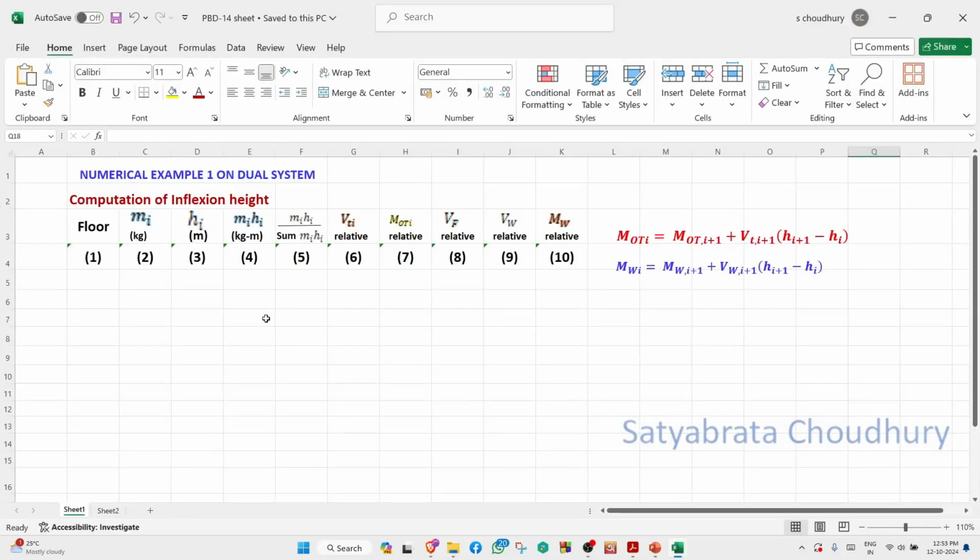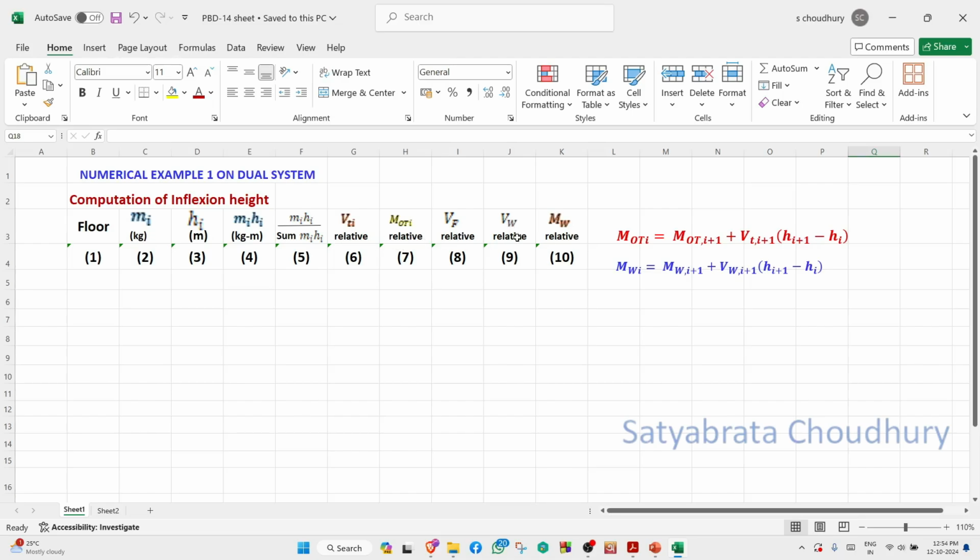In the Excel sheet, I have written down the columns which are required. The floor numbers and column numbers are given the numbering here within parentheses. The second column is for masses, then heights of the floors, then the product MIHI, and MIHI by the sum of MIHI, which gives proportionate values. Then BTI the total shear, BF the frame shear, BW the wall shear.